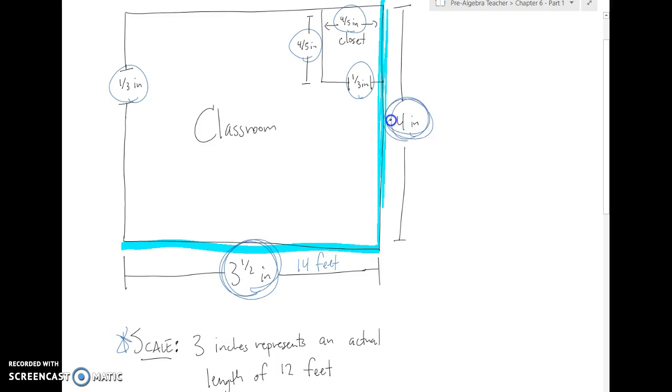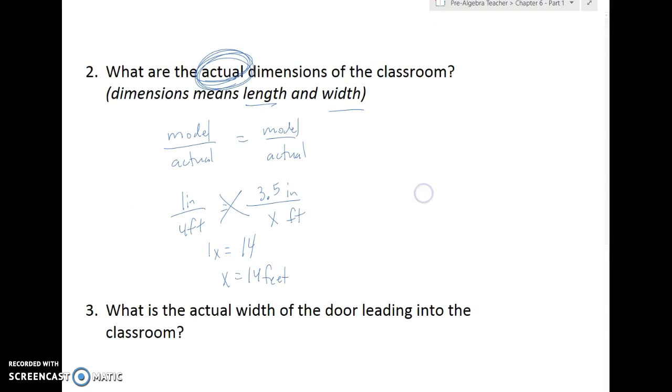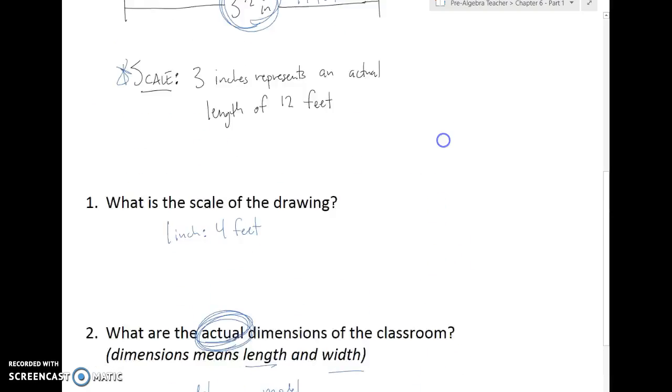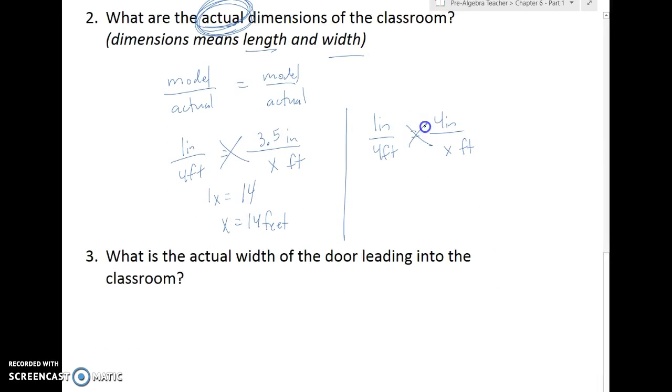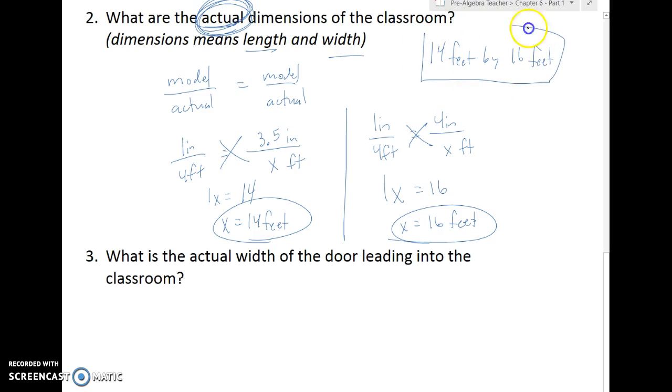And then we want to find this calculation, which is 4 inches. I do pretty much the same proportion: 1 inch over 4 feet equals 4 inches over x feet. The 4 inches I get from up here. Boom. 1x equals 16, so x equals 16 feet. So you would say the dimensions are 14 feet by 16 feet. That's actually how big the classroom is, quote, in real life.